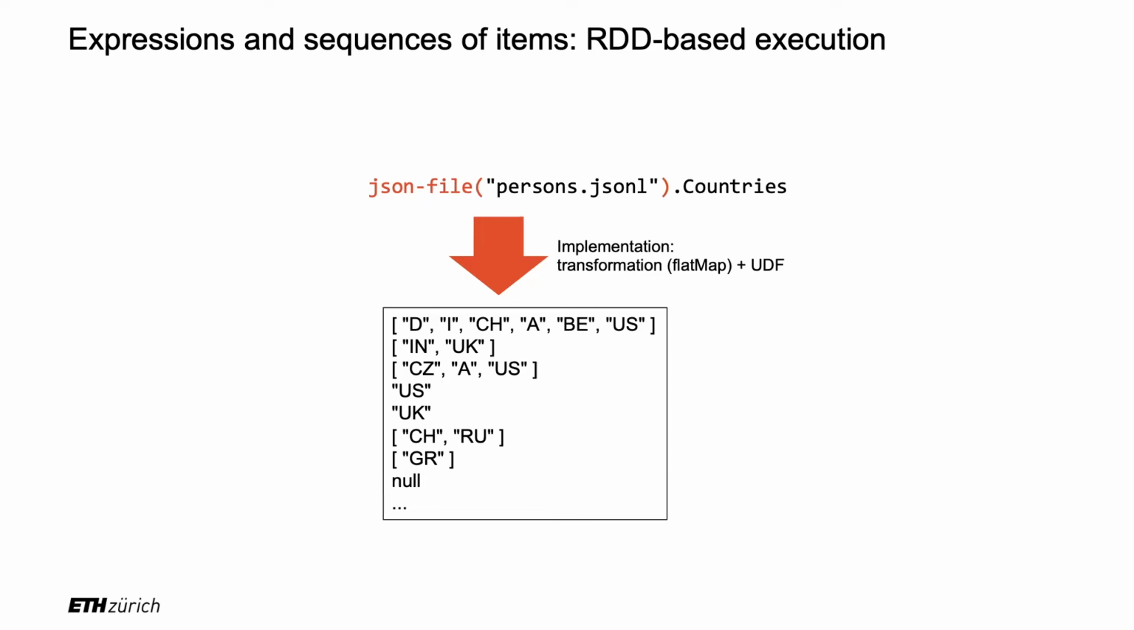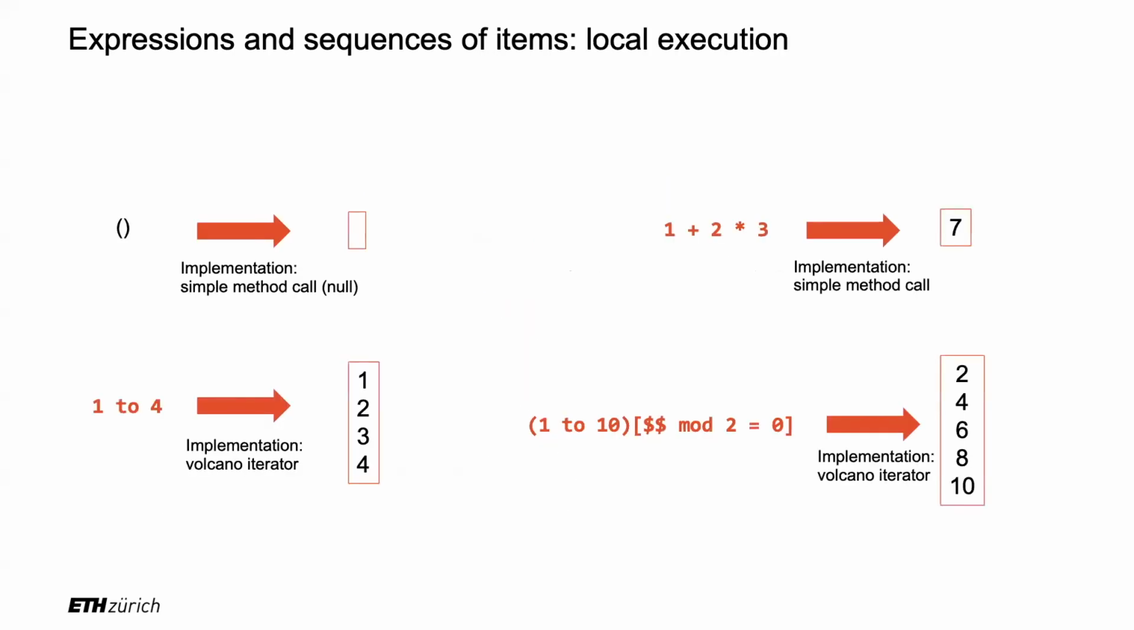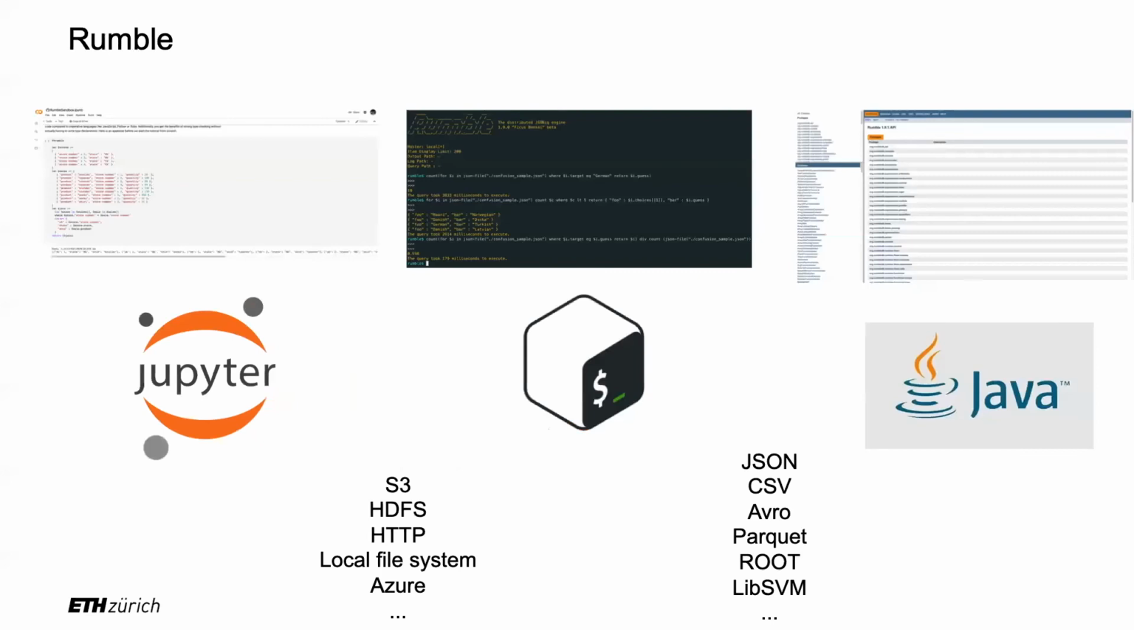Can you repeat when RumbleDB uses an RDD directly instead of via a Spark data frame? Yeah, let me explain. So in the case of Avro, Parquet, CSV, you have a schema.